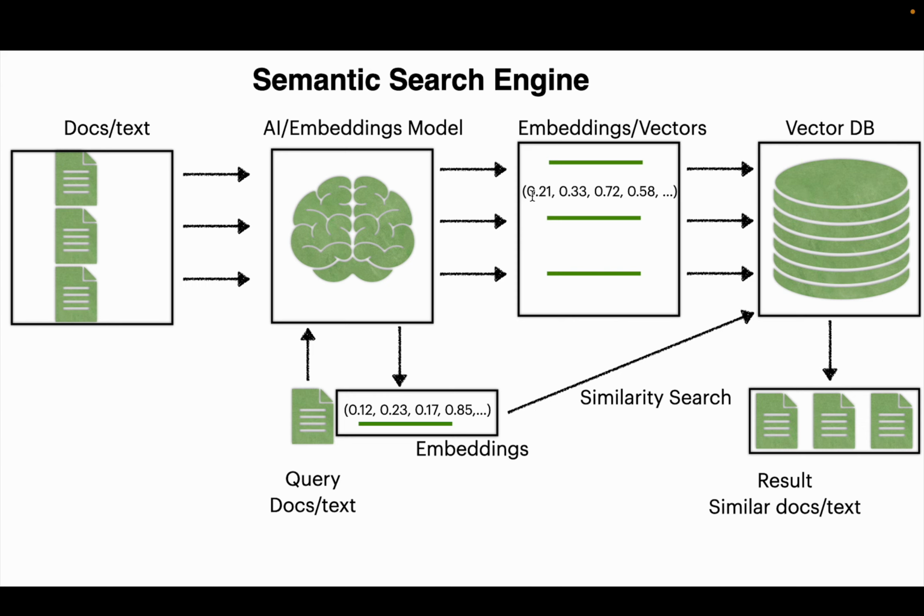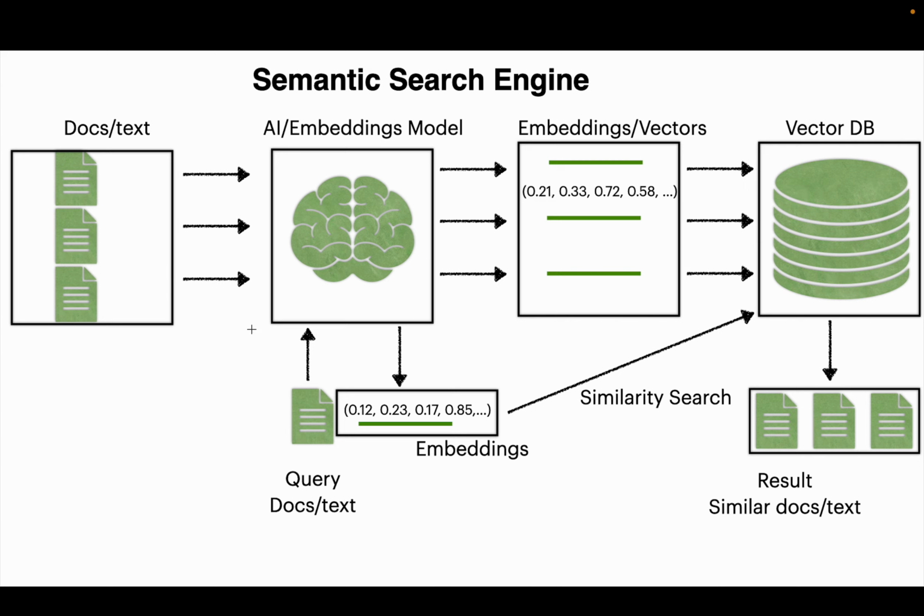So we have a vector like this, and we have another vector, and let's say those two represent two documents. Now we want to find out how similar these two documents are to each other. So we measure the cosine similarity between these two vectors. That's how we do it. So in step number one, we take all these documents, use an embedding model to create embeddings or vectors, and then index them in the vector database. That's how we build the vector database.